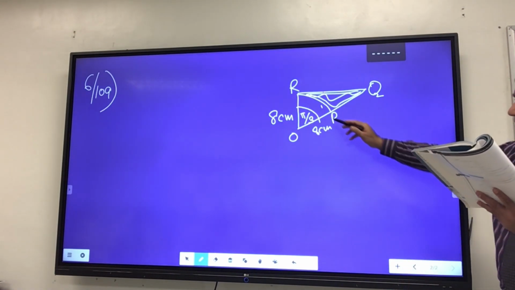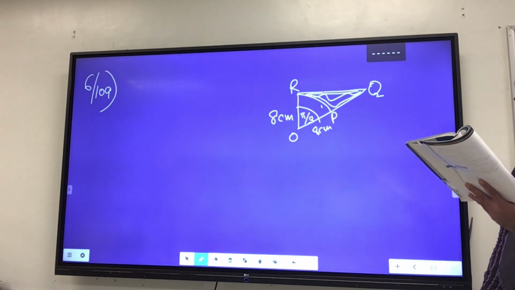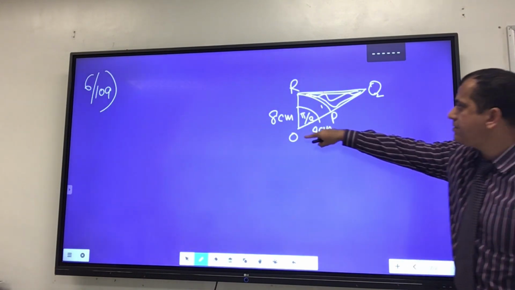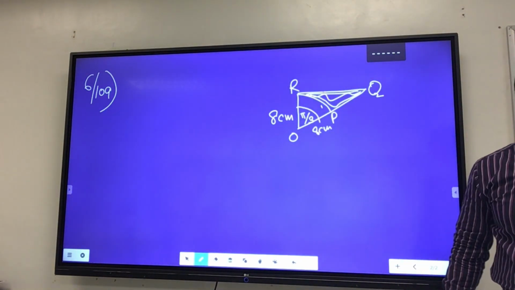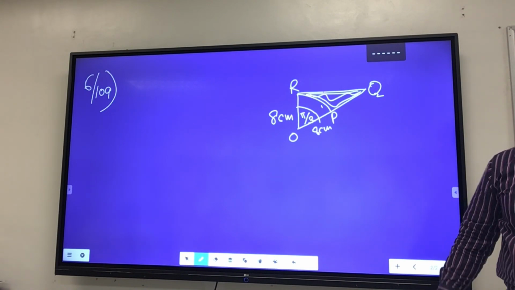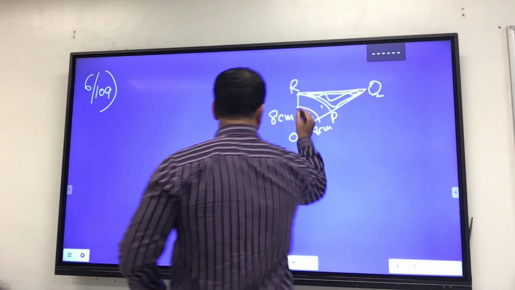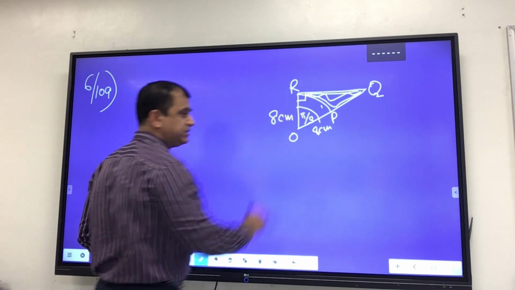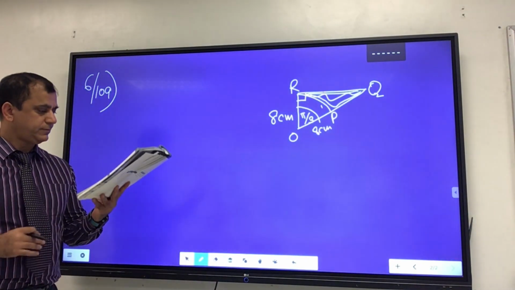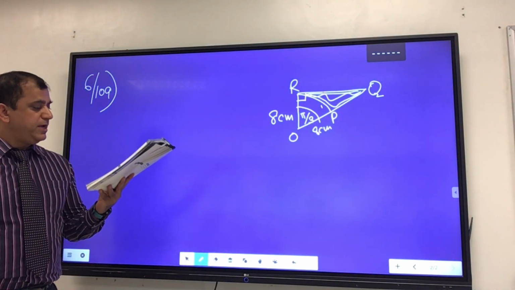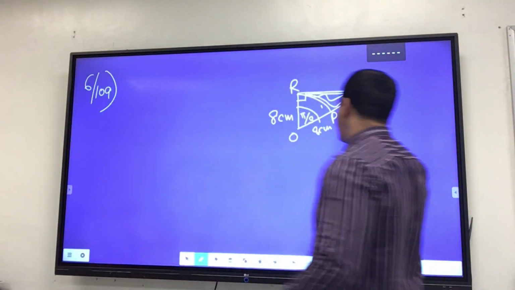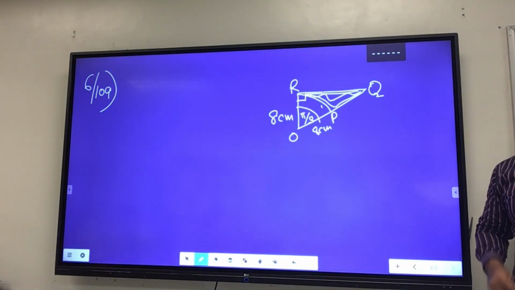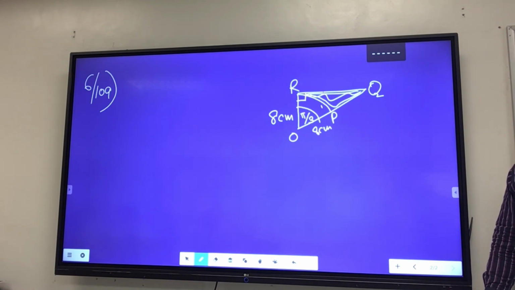Sector angle is pi by 3 radians. The lines OR and QR, they are perpendicular. How? If these two lines are perpendicular, this angle will be 90, right? OPQ is a straight line. We said that OPQ is a straight line, right? And find the exact area of the shaded region.